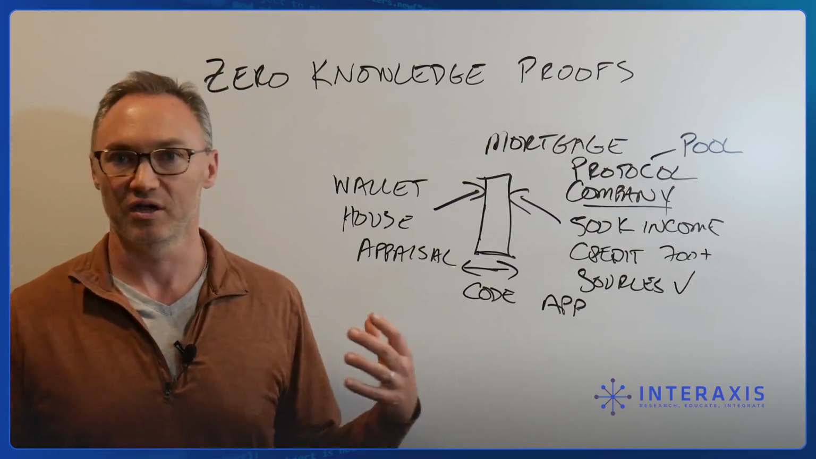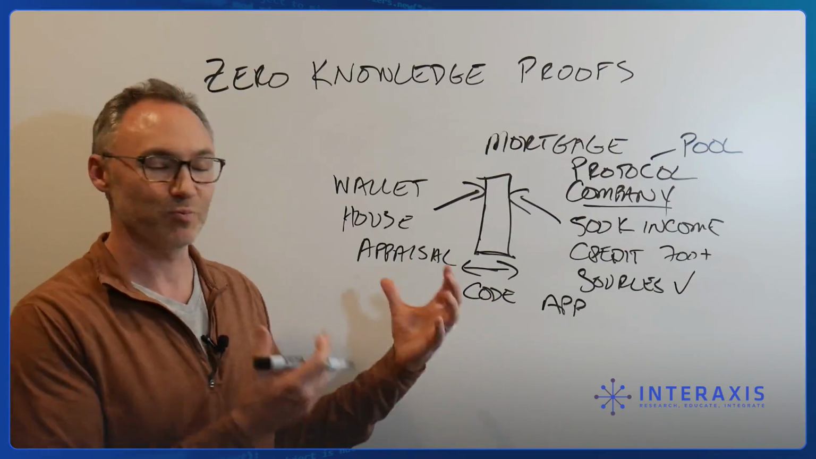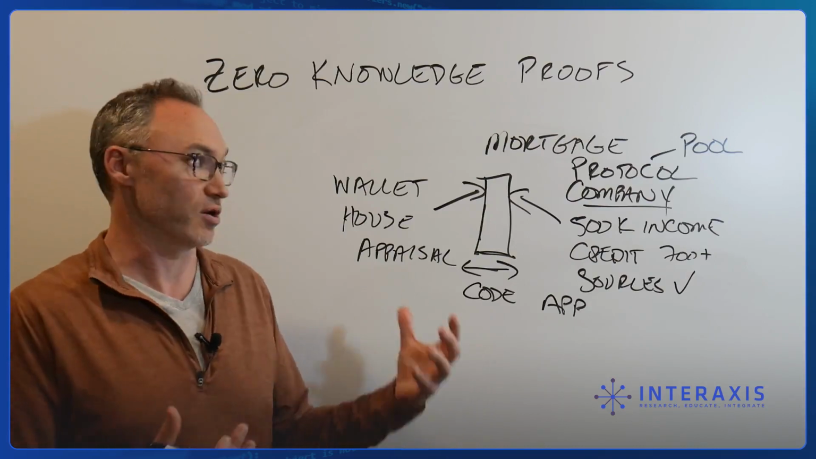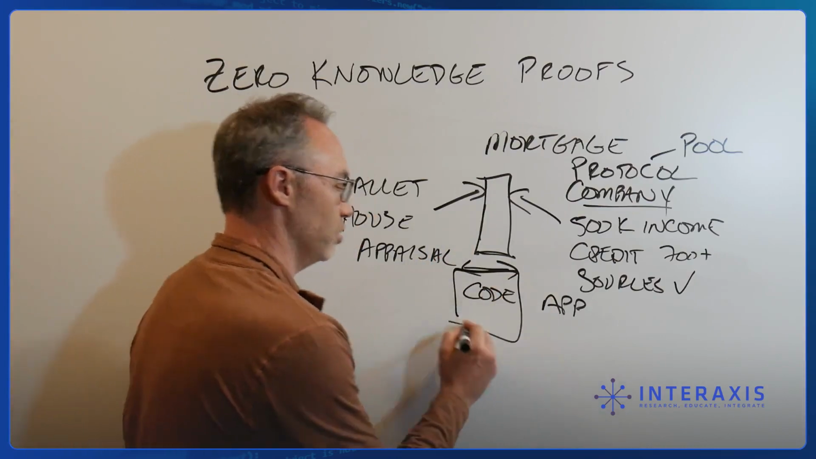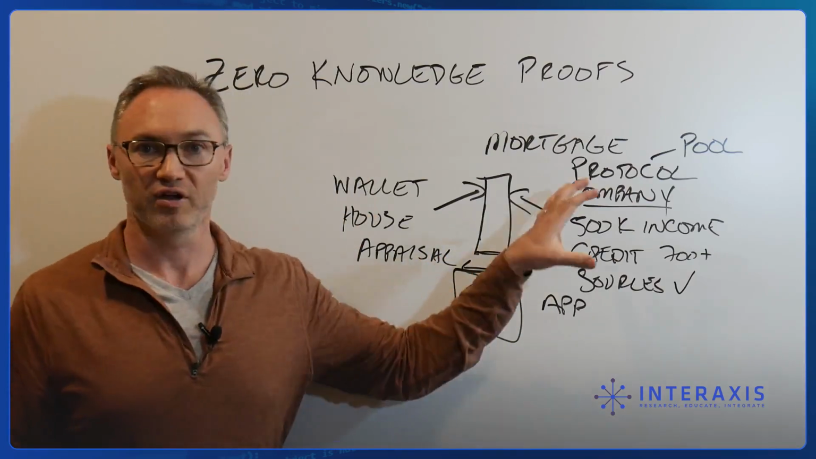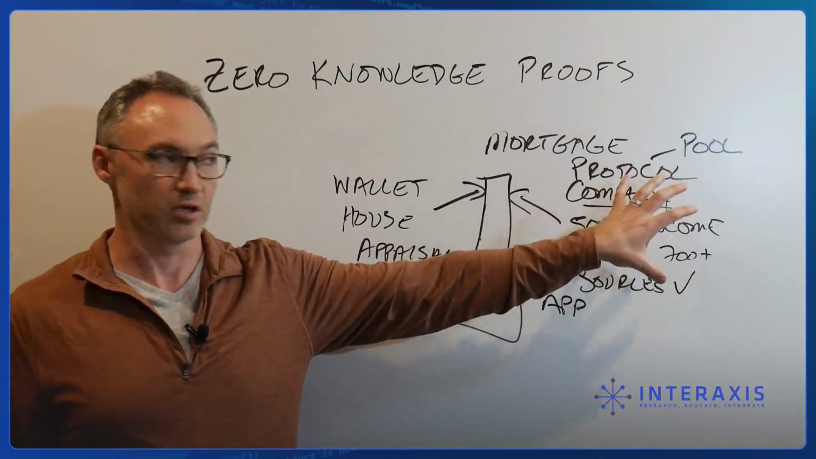There's not the 30 days to go through this process. This should be able to be done in seconds because all the information is going to be relatively transparent and on-chain. So I should be able to, again, via this code, which is the really important part, the zero knowledge part, prove that I should be eligible for this particular mortgage from this pool.